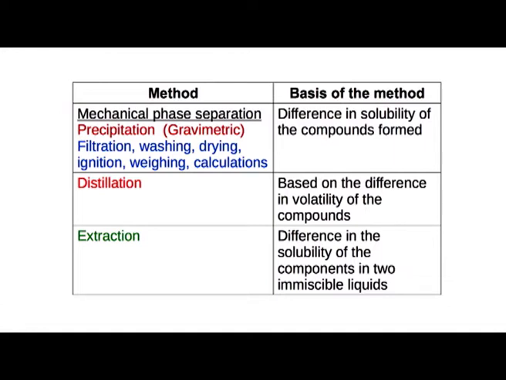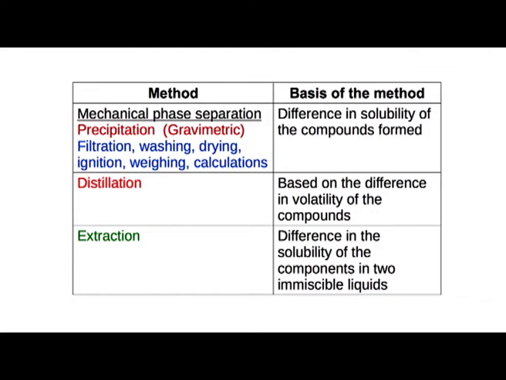A very commonly used method in the chemical laboratory is gravimetric analysis. What we do here is precipitate one of the components from the solution, then filter the precipitate, wash it several times, and dry it. Then we ignite the precipitate with the filter paper and calculate the weight of the substance we got as a precipitate. This principle is based on the difference in the solubility of the compound that is formed. This is one type of separation we can achieve for the analysis of the components contained in a mixture. One we can precipitate, the other we can keep in the solution.